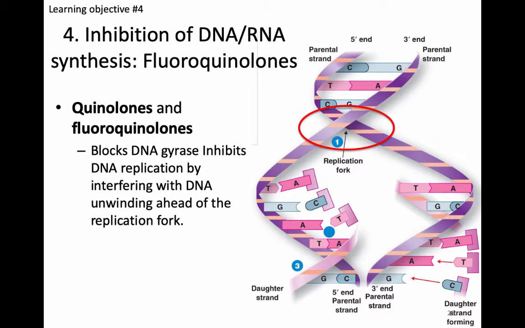Okay, the fourth group, inhibition of DNA and RNA synthesis. These antimicrobials are the fluoroquinolones and the quinolones, and they block an enzyme called DNA gyrase that unwinds the double helix so that the replication fork can be formed. The bacterial form of DNA gyrase is slightly different than the human form of DNA gyrase, so these drugs do not have an effect on human cell ability to synthesize DNA or RNA.